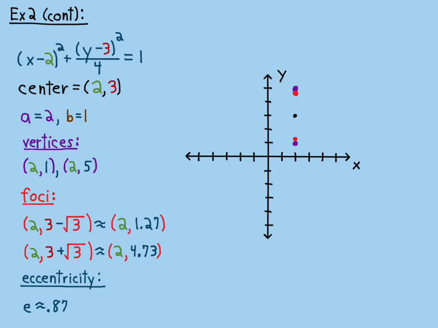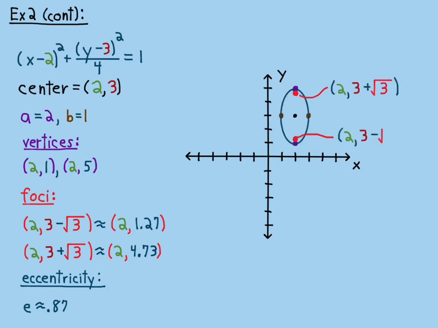Okay, and now what I need to do is I need to go B to the left of the center and B to the right of the center. So B is 1, so I go 1 to the left and 1 to the right of the center, and that's coming from this B here. Okay, and then just kind of draw an ellipse going through the vertices, the purple dots, and these brown dots.